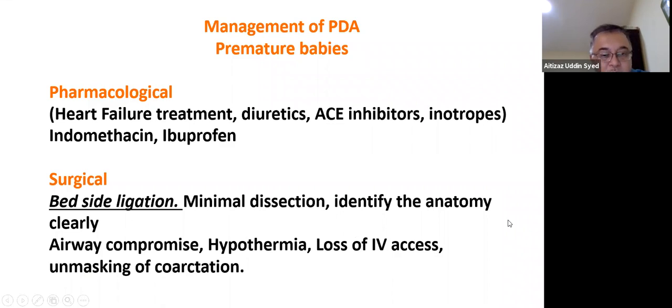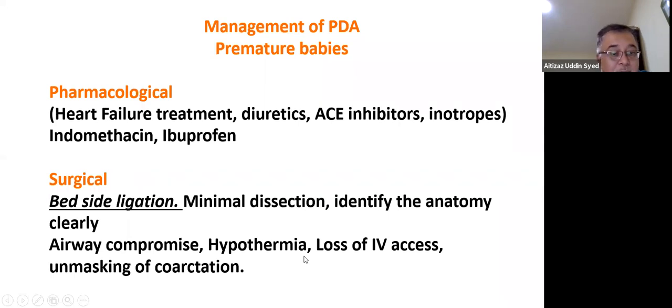But the idea is to make a small thoracotomy, do minimal dissection, identify the anatomy, and do the minimum. Just put a medium-sized ligature clip. Sometimes you can ligate it, but the more you try to do it, it's a very thin walled structure and can rupture. And that will be the end of the procedure.